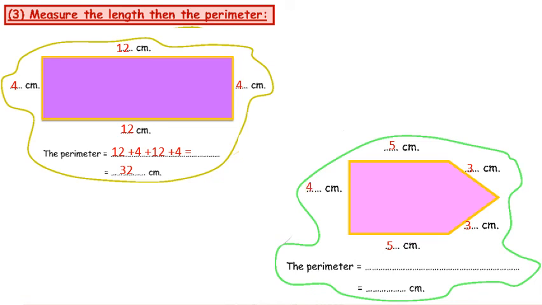To know the perimeter of this shape, add all the sides. 5 plus 3 plus 3 plus 5 plus 4 equals 20 centimeters. So the perimeter is 20 centimeters. Very good.